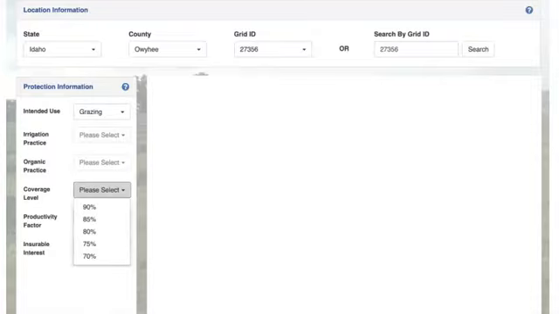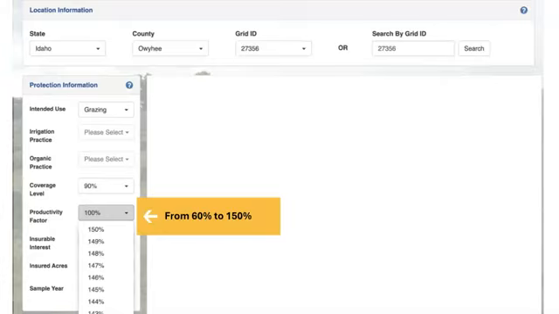Next, select your preferred coverage level. Remember this ranges from 70% to 90%. Then decide what level of productivity your land has. In this example, we will assume the land performs comparable to the county average and select 100%.